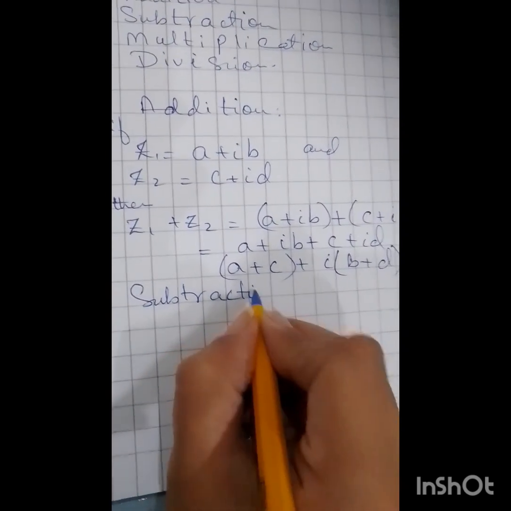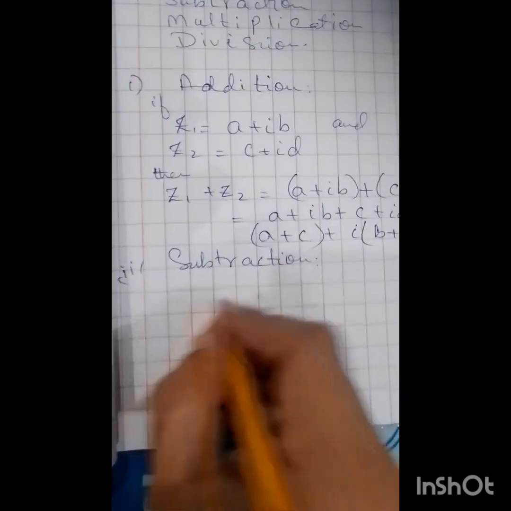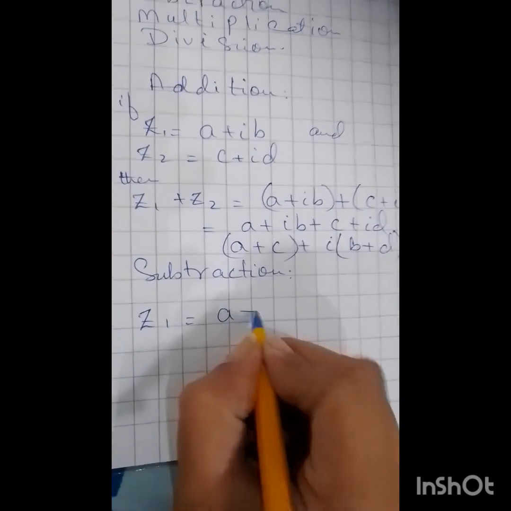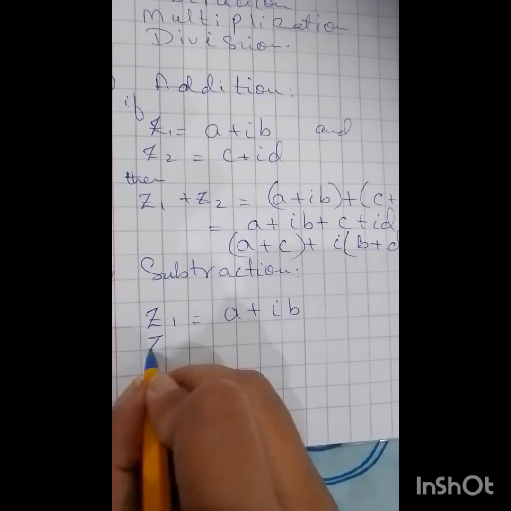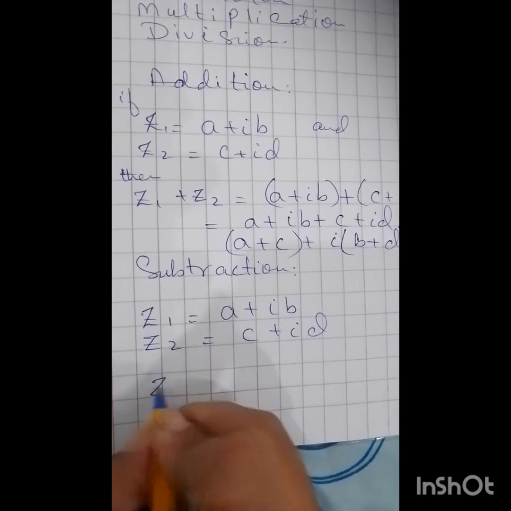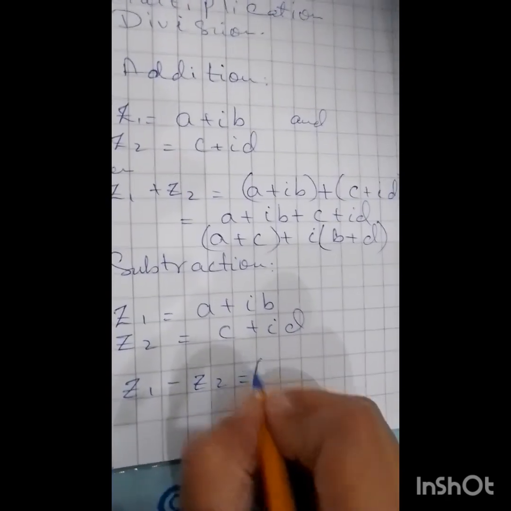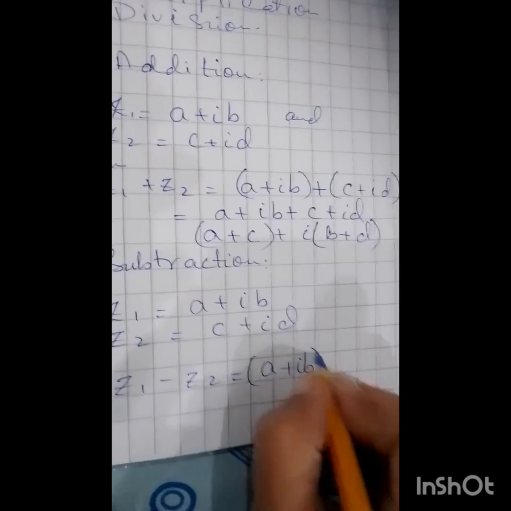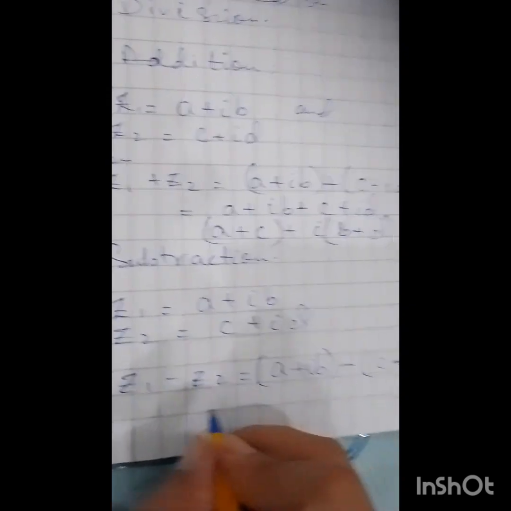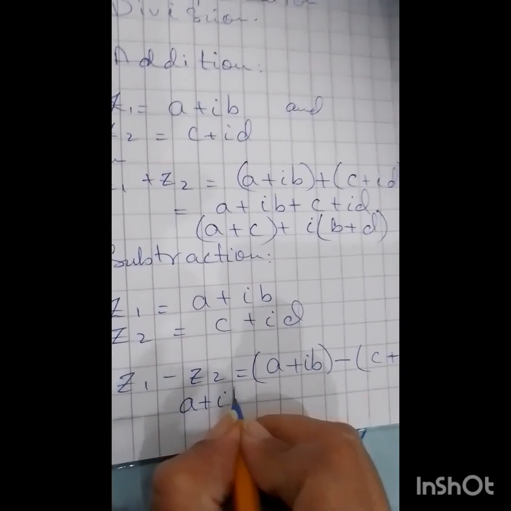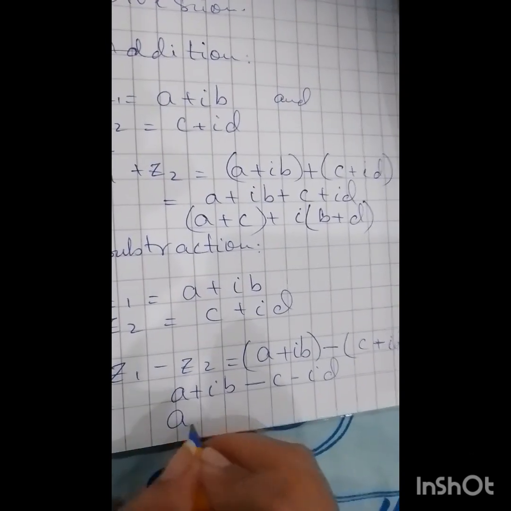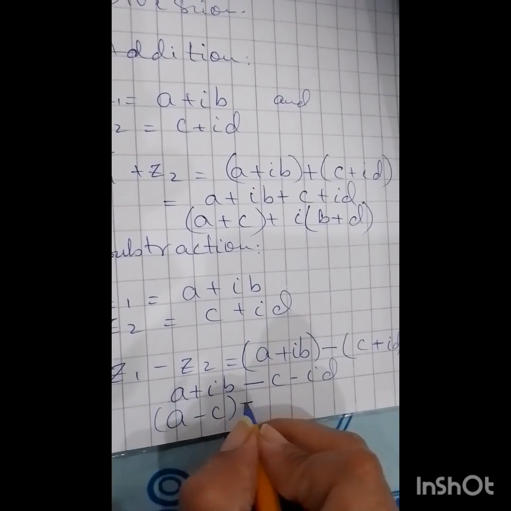Now let's move on to subtraction using the same equations. z1 equals a plus iota b, z2 equals c plus iota d. So subtracting in the same manner we did in the addition. Now opening up the bracket, just doing the simple operation of subtraction and separating the terms.